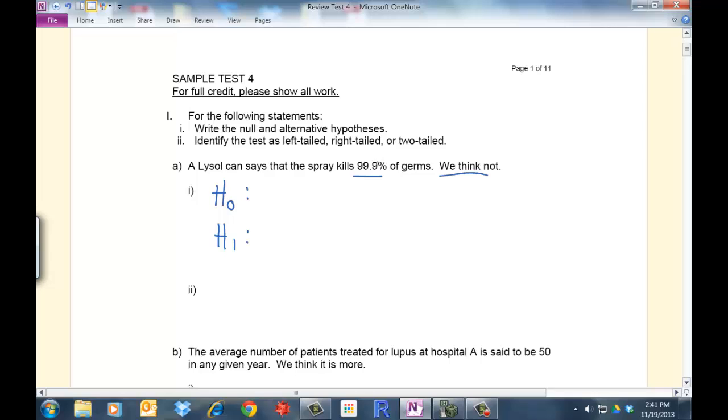Of course, this being a percentage here kind of tells us that the parameter that we're going to be testing is going to be P, the population proportion. So the researcher thinks that it's not the case that Lysol kills 99.9% of germs, and the null hypothesis is going to be 99.9%. The no change, no difference, no effect hypothesis. So this is a two-tail test.